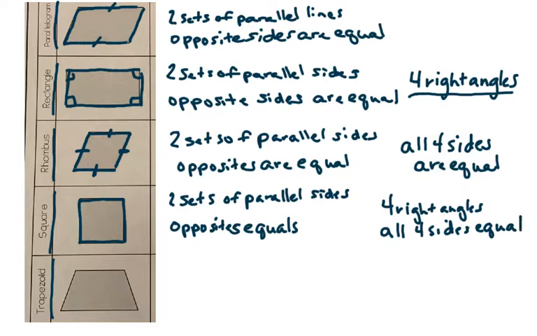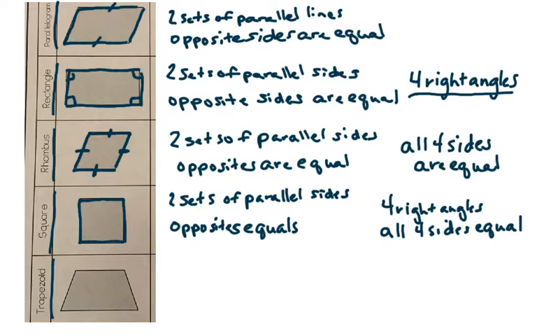So now my question, is a square a rhombus? We already know it's a parallelogram and a rectangle, so let's look at the definition of a rhombus and see if a square will match it. Does a square have two sets of parallel sides? Yep. Does it have opposite sides equal? Yep. Does it have all four sides equal? Yep. So guess what? Every square is a rhombus. But not every rhombus is a square because not every rhombus has to have four right angles. So we're starting to build that hierarchy.